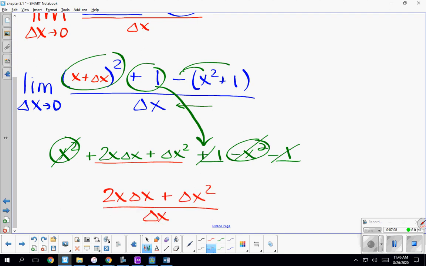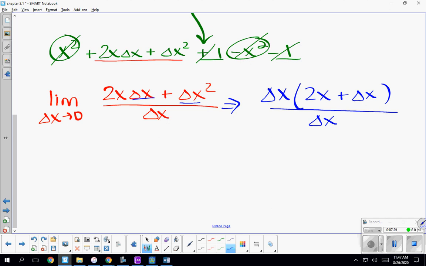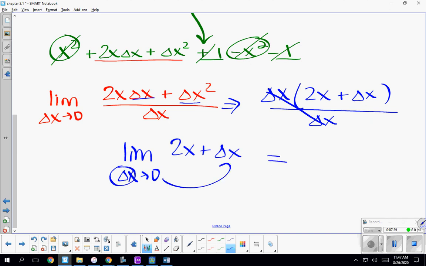And remember, I'm still trying to find the limit as delta x approaches 0. And I still have a 0 in the denominator when I try direct substitution. So what we can do is factor a delta x out of the numerator, so that I get delta x times 2x plus delta x. And now that I've done that, I can cancel. And then to evaluate this limit, all I have to do is direct substitution. So I'm going to plug in 0 for delta x, and I'm left with 2x. So this is the derivative of f.